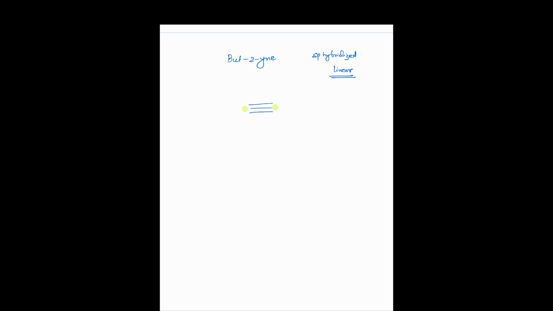In this chain though, there are 4 carbon atoms. So we will extend this to the other carbon atom and also on the left side. Now we have 4 carbon atoms. So the bond line structure of but-2-yne is a straight line.